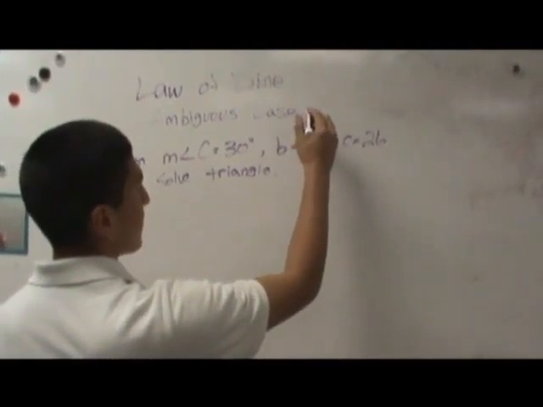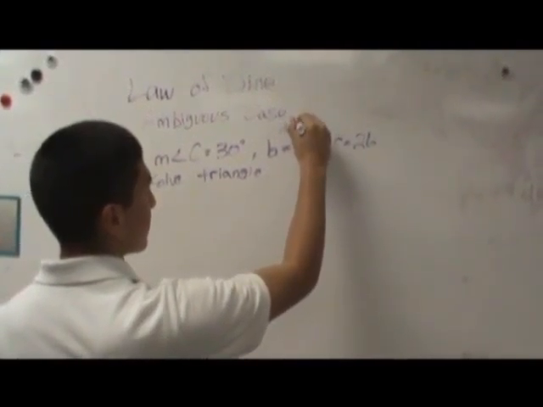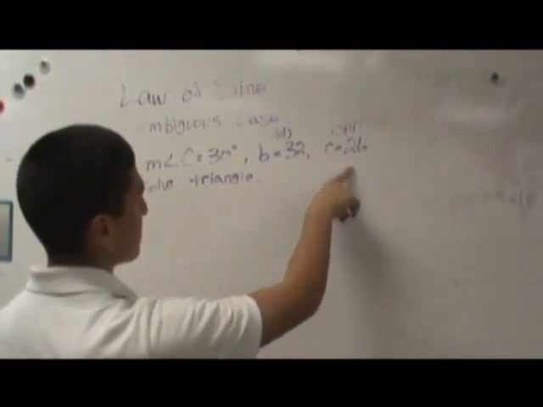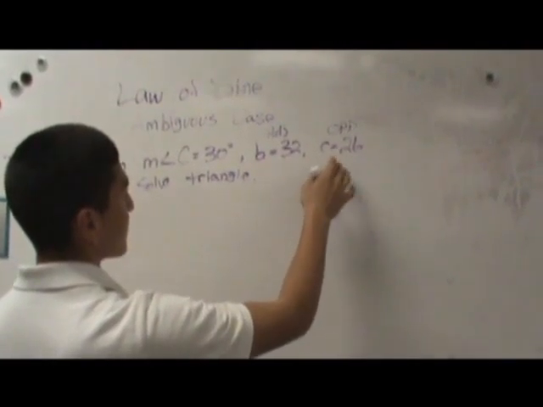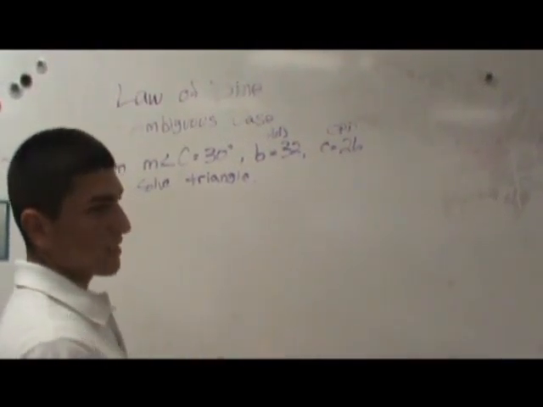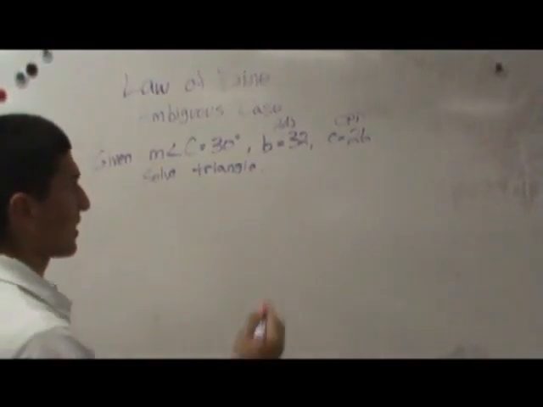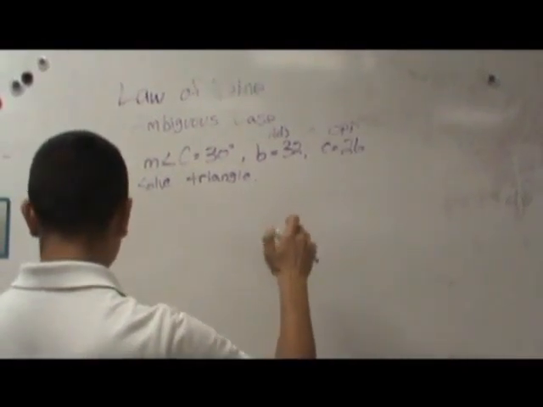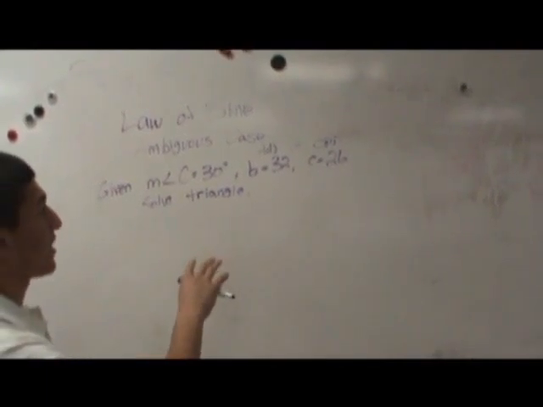If the adjacent is greater than the opposite side, then it's a two-solution problem. So since it's greater, 32 is greater than 26, there's two solutions. So there's two solutions to this triangle.